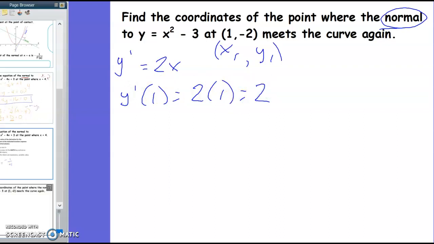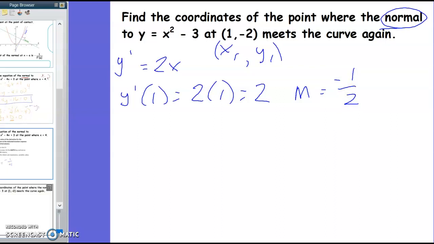Okay, so now what is this? All right, well, I substituted that value into the derivative. That always gives me the gradient of the tangent. Well, that's not what I want. I want the gradient of the normal. So the gradient that I want to use, flip that upside down and change the sign. The gradient I want to use is that.